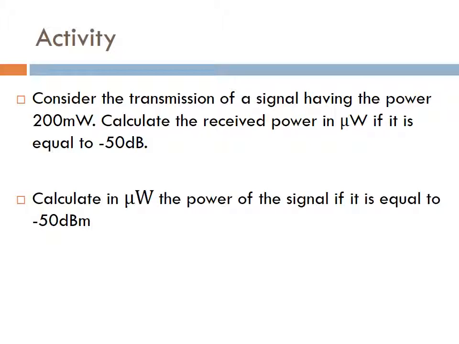Calculate in microwatt the power of a signal equal to minus 50 dBm. So minus 50 dBm is equal to 10 log base 10 of P over 1 milliwatt. So minus 5 equals log base 10 of P over 1 milliwatt. We raise 10 to the power from the two sides of the equation. 10 to the power minus 5 is equal to P over 1 milliwatt. So in this way we can obtain the received power value.